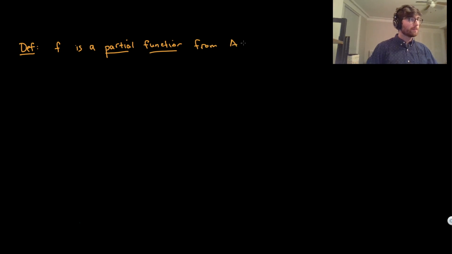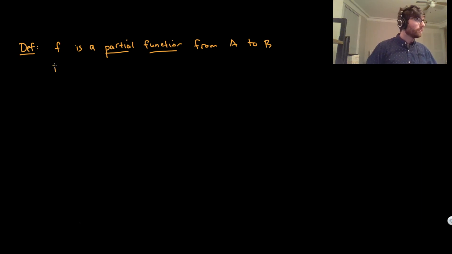What we'll need first is a definition. F is a partial function from A to B. Well, what would it mean to be a partial function from A to B? Well, you are a function, but your domain might not be all of A. It's just going to be some subset of A.